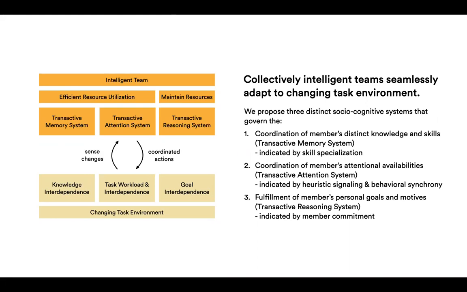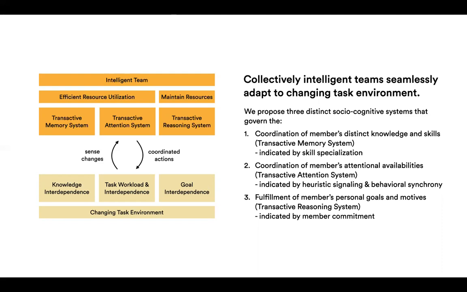The second one is the transactive attention system, which tries to coordinate the availabilities of the different team members. This is especially important in open source software teams, because people move in and out of teams very regularly. A well-developed transactive attention system is indicated by the level of heuristic signaling people use, as well as the amount of behavioral synchrony they achieve in their activities.